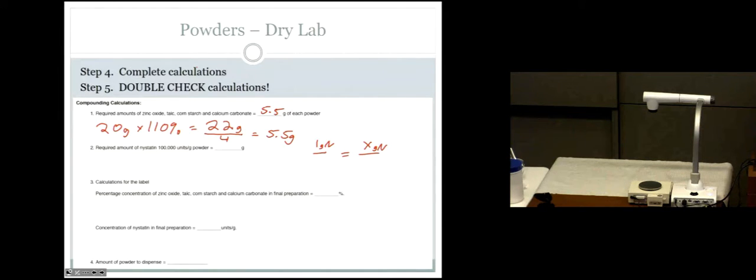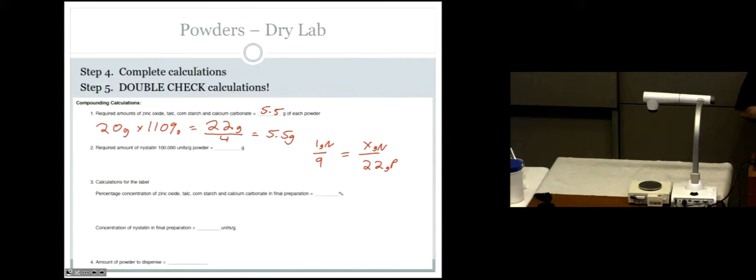If we just group all those together, the 10 parts represent 2 things, right? Nystatin and powder. So if I've got 1 part nystatin on top, and I know the amount of powder I need is 22 grams, then how many parts of powder is that going to be? 9. Okay? I need 1 part of nystatin over 9 parts of powder would equal some unknown amount of nystatin over the amount of powder I'm going to use. I'm going to be using 22 grams.